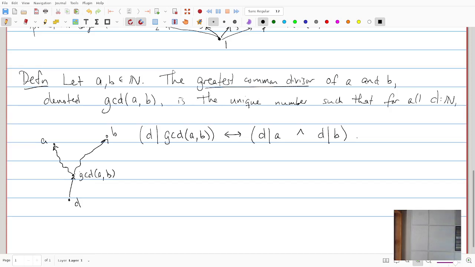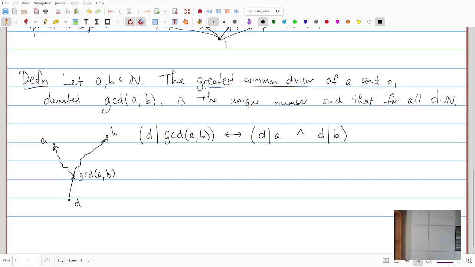And in particular, this is supposed to be true for any D, right, for all D. So if I choose D to be GCD of A and B itself, well of course anything divides itself, so that's true. Then this tells me, well, GCD of A and B has to divide A and it has to divide B. So that direction is telling me that yes, the GCD of A and B really is a common divisor of A and B. It has to divide both of them.